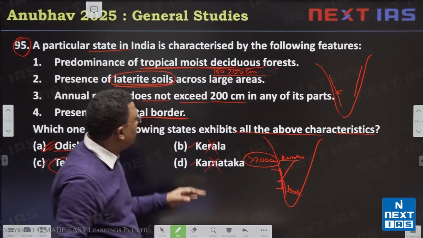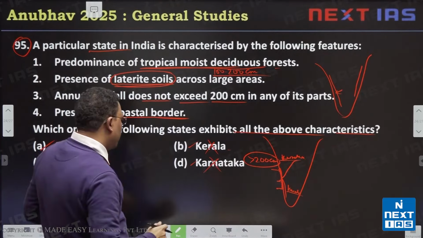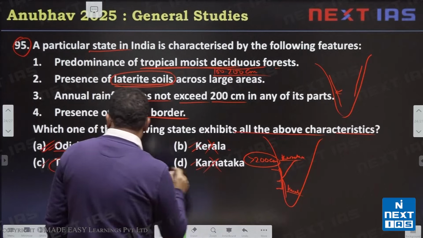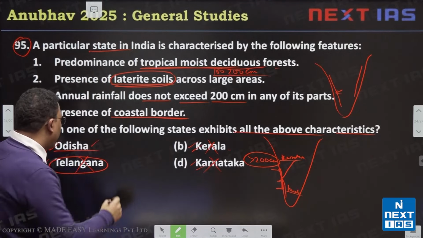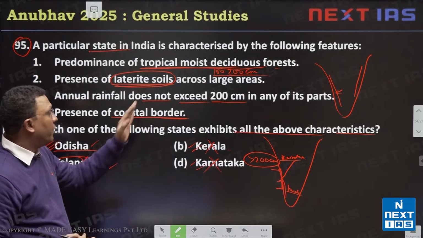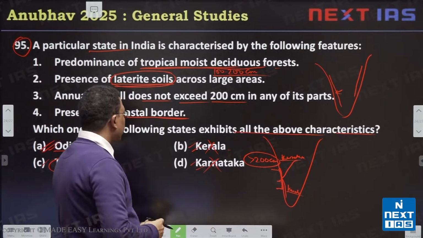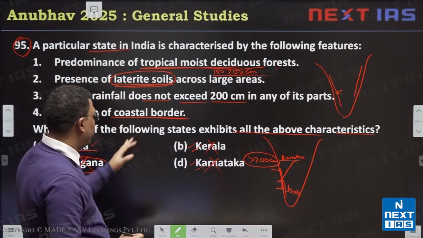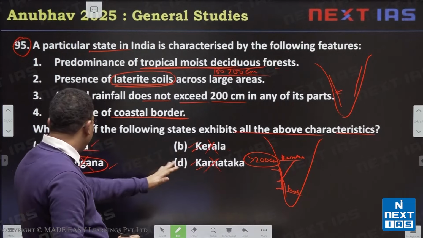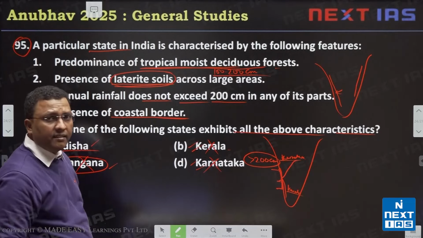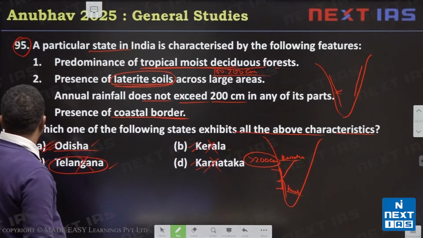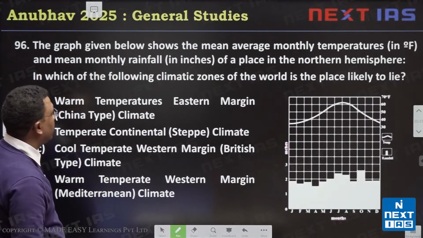Odisha will also have some moist deciduous forests. So that means Kerala, Karnataka, Odisha and some part of Telangana will also have moist deciduous forest, right? But using the last two features, we are able to eliminate B, C and D. So A is the correct answer here, right? Now let's see the next question.